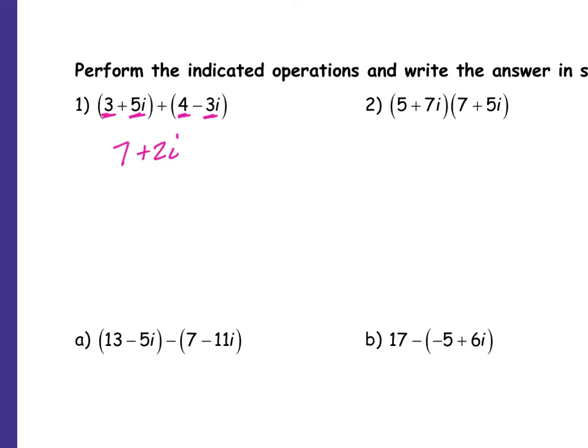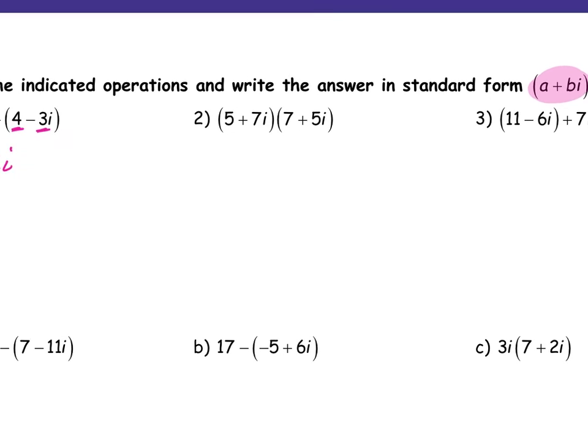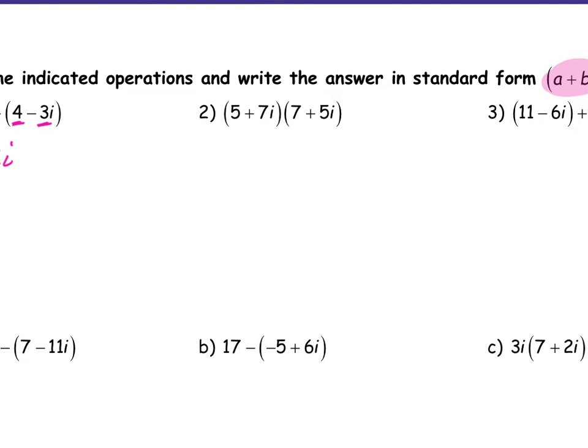And then the little harder one, adding and subtracting is not so bad, the little harder one is actually the multiplication, because we're getting some i's and some i squareds. So I'm going to distribute this. 5 times 7 is 35. And then 5 times 5i is 25i. 7i times 7 is 49i. And 7i times 5i is 35i squared.